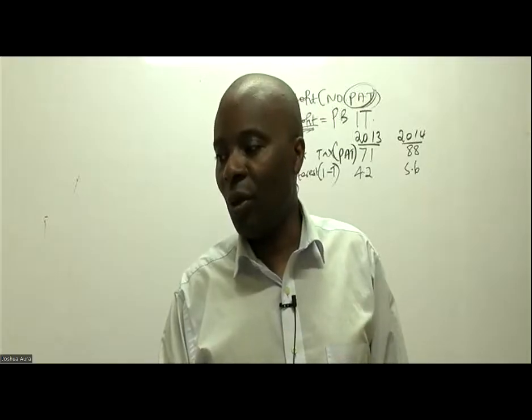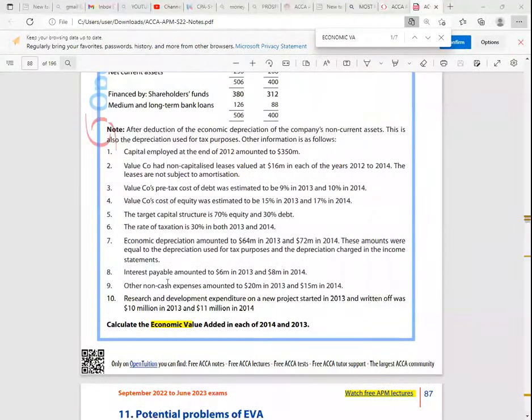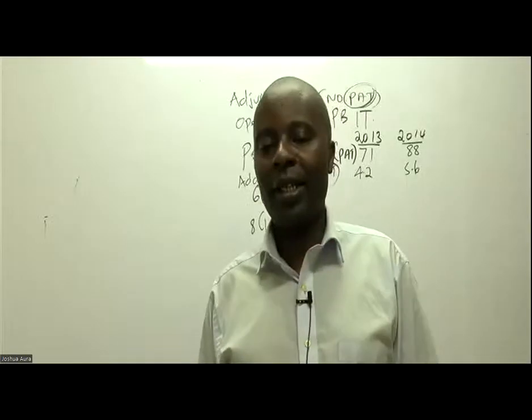Now we continue. From there, note number 8, interest, I've seen where interest will be used. Note number 9, other non-cash expenses amounted to 20 in 2013 and 15 in 2014. What do you think about these non-cash expenses?